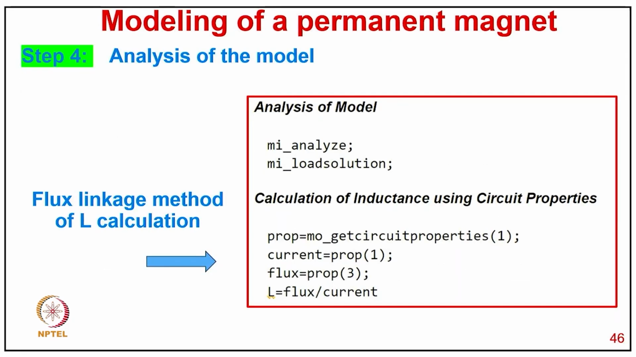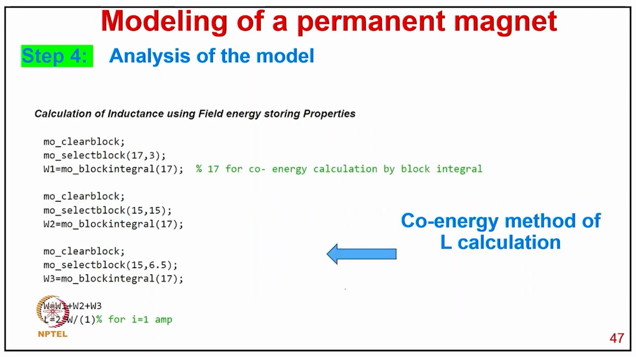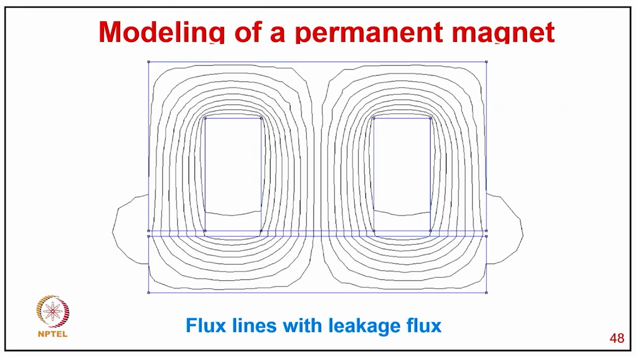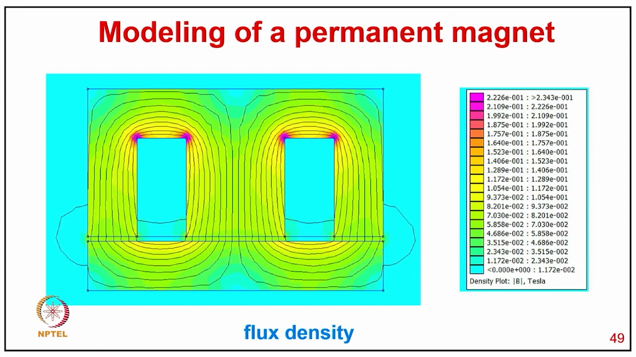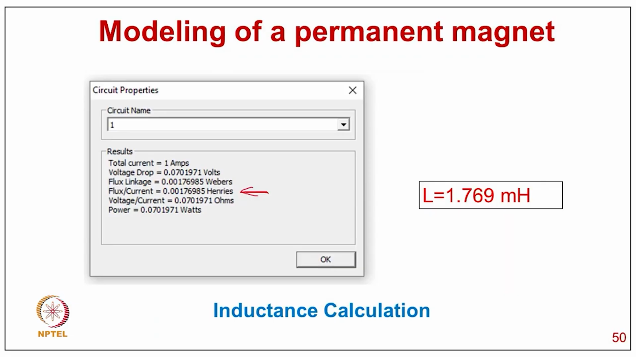Now coming to step 4, analyze the model. The first, flux linkage method, calculation is the code of the model. It's a model and calculation of inductance using the code. And this is the code for analysis of the model, calculating inductance using field energy stored as the co-energy method for L calculation. And these are the flux lines with the leakage flux, and this is the flux density distribution. And then inductance comes as L equal to 1.769 millihenry.